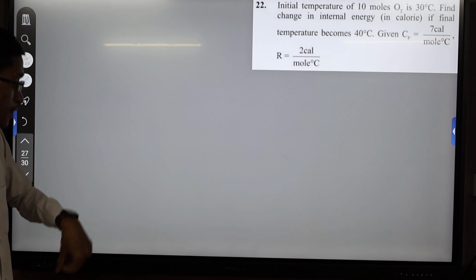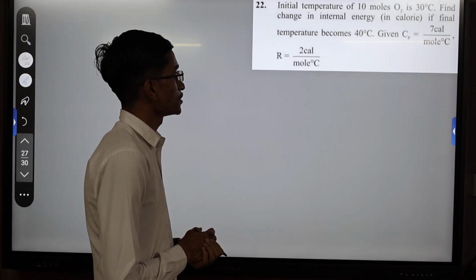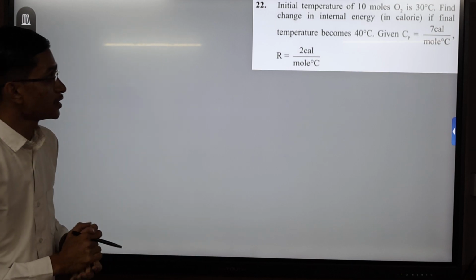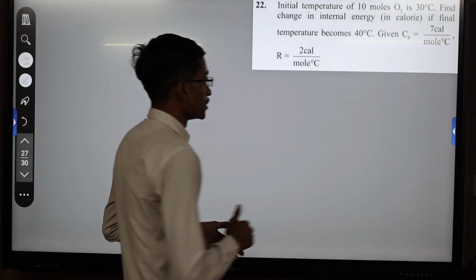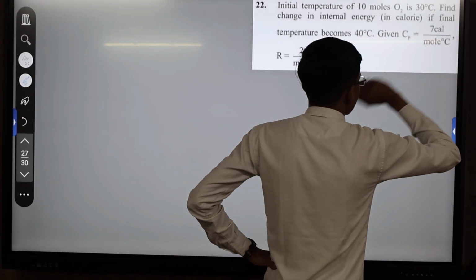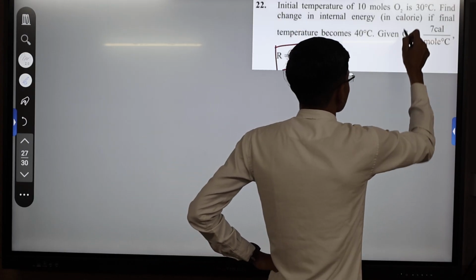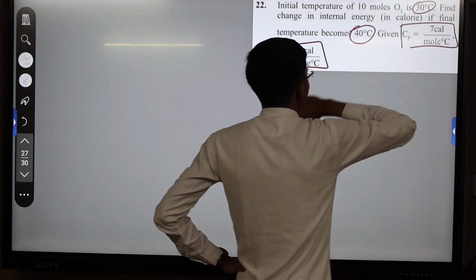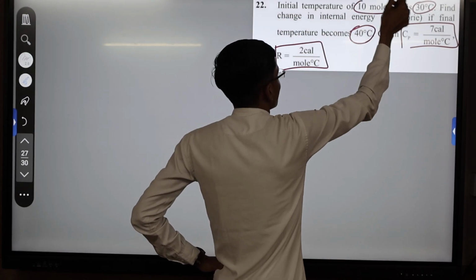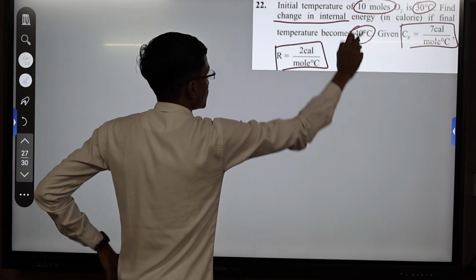The next question. The initial temperature of 10 moles of O2 is 30 degrees Celsius. Find the change in internal energy in calories if the final temperature becomes 40 degrees Celsius, given Cp is equal to 7 calorie per mole per degree Celsius and R is equal to 2 calorie per mole per degree Celsius. Okay. The initial temperature is 30 and the final temperature is 40 degrees Celsius, the moles of O2 is 10, and we have to find the change in internal energy.